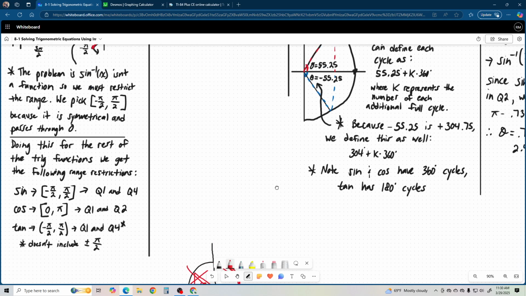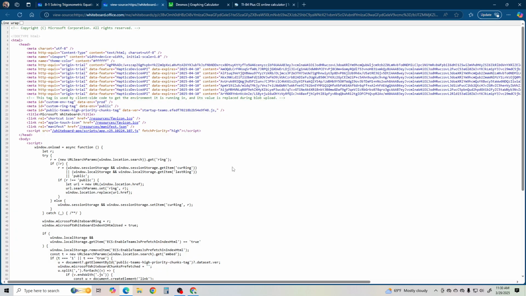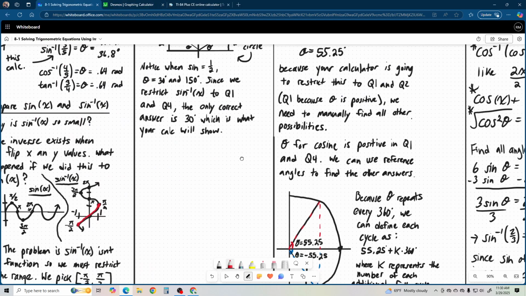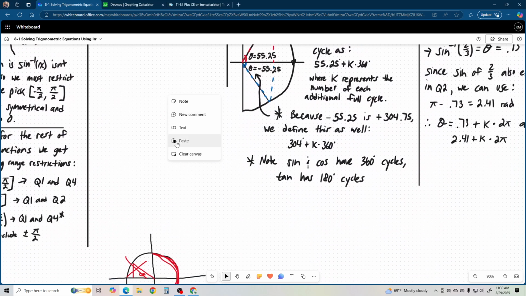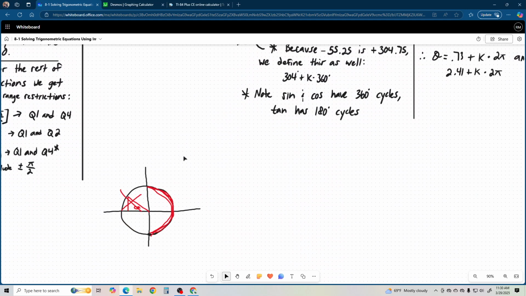So if we evaluate this, I don't know what just happened. Okay, if we evaluate this, inverse sine of 1/2, our calculator will only give us 30 because that's the only one that fits within our restricted range, right? And that's good. That actually helps us, right? Because we only want the ones in the restricted range.